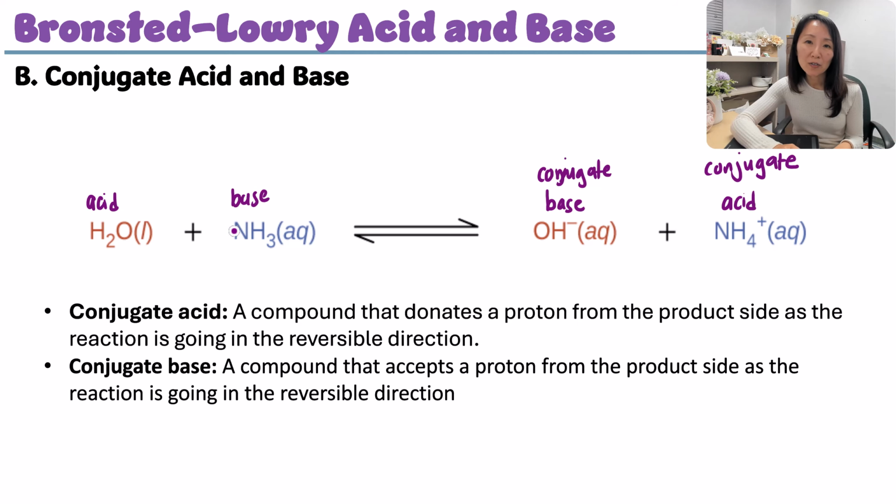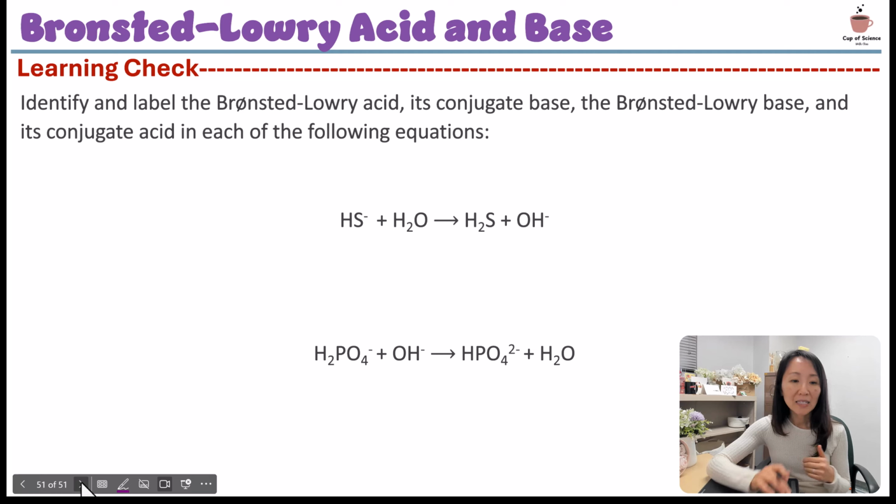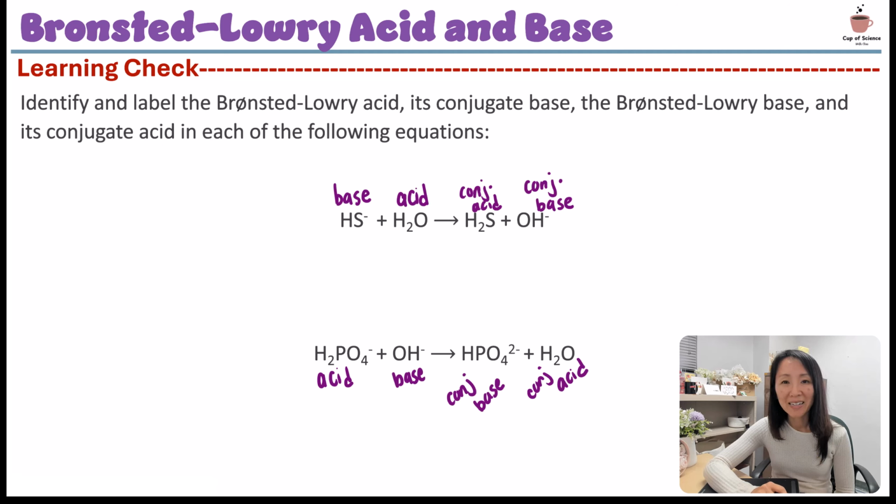Based on what we have learned so far, let's do a learning check. It says identify and label the Bronsted-Lowry acid, conjugate base, the Bronsted-Lowry base, and its conjugate acid in each of the following equations. Try this and come back and check the key. And here is the key.